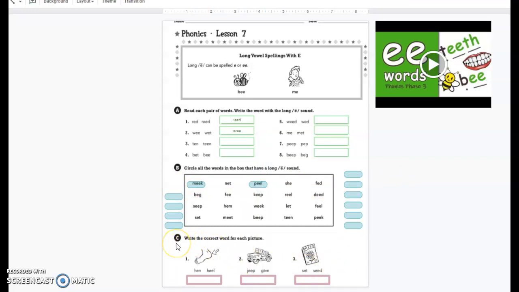And then when you come down here to part C, you're going to write the correct word for each picture. So you're going to take a look at what the picture is, read the two words, and write the correct one. Okay? Look at the picture, read the two words, and you're going to type the correct one right here. You're going to either choose this one or this one. So this says hen or heel. And you're going to pick the correct word and type it right there. Okay? Have fun!